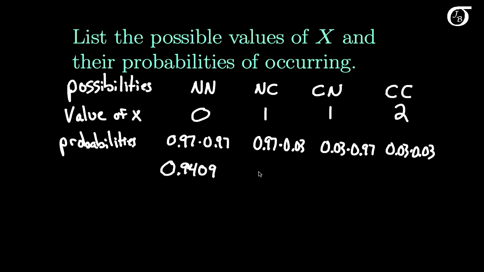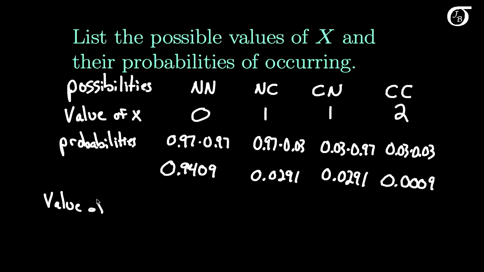Now this works out to 0.9409. This works out to 0.0291. And of course, this is the same thing, 0.0291, and this works out to 0.0009. Now, if we were to summarize that, if I summarize this with my value of X and said it can take on the possible values 0, 1, and 2, and the probability of those occurrences of our random variable X, well, this one has a probability of 0.9409.